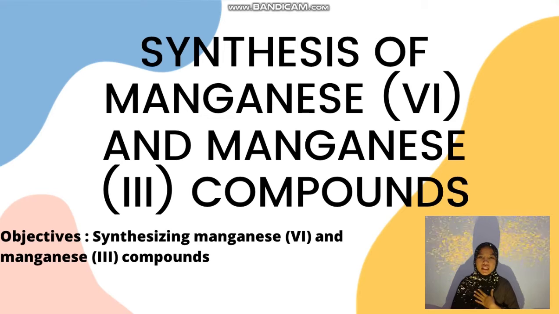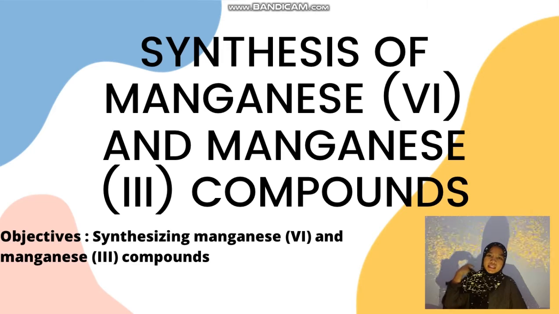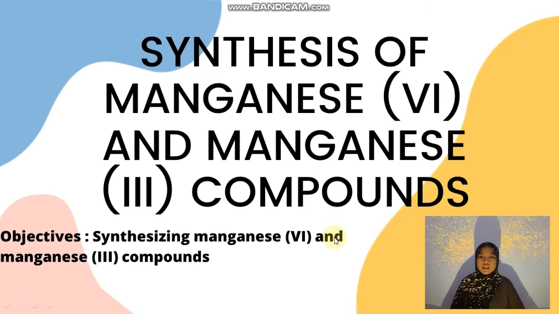My name is Indi. I'm from chemistry education class B. So in this video, I will discuss the result of my practicum. Namely, the module is synthesis of manganese 6 and manganese 3 compounds. So the objective in the module is synthesizing manganese 6 and manganese 3 compounds.